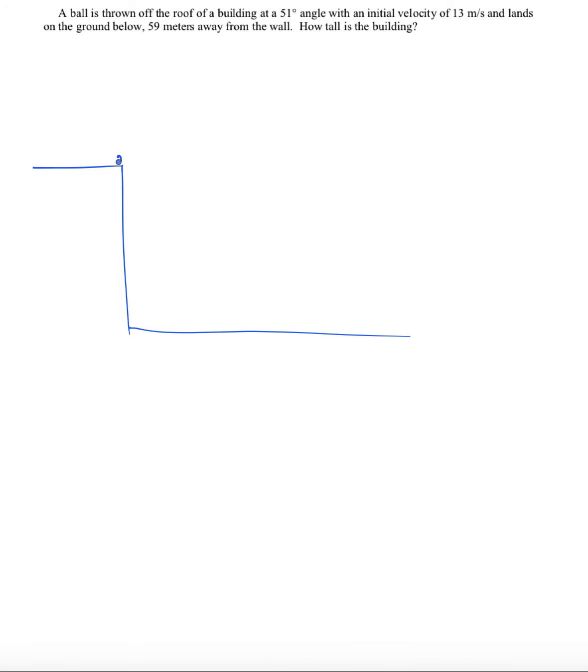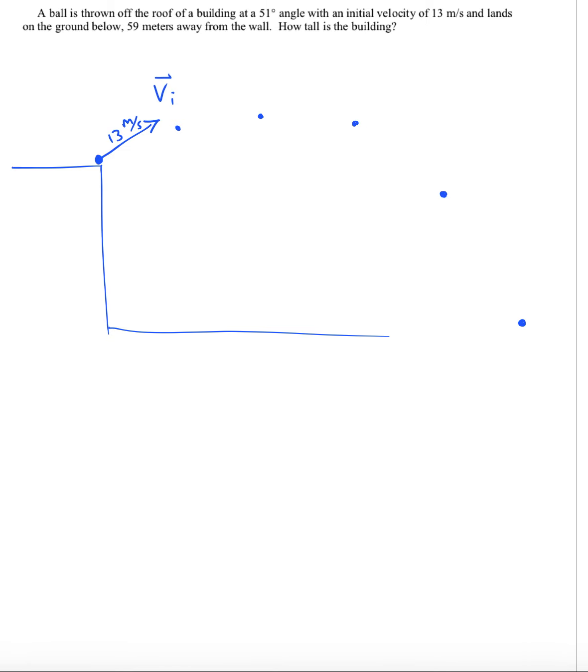First of all, let's draw the situation. A ball starts off on the top of a building. It's given an initial throw, which will be VI, and that's going to be 13 meters per second. The ball will travel in a parabolic path until it reaches ground.